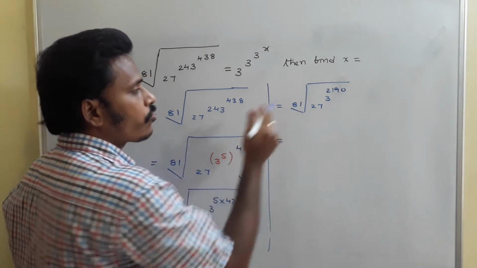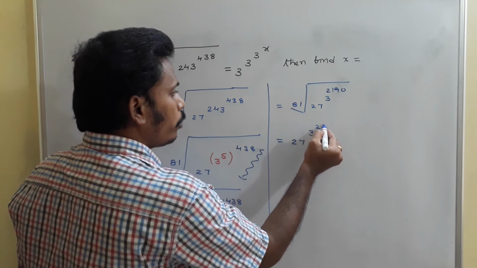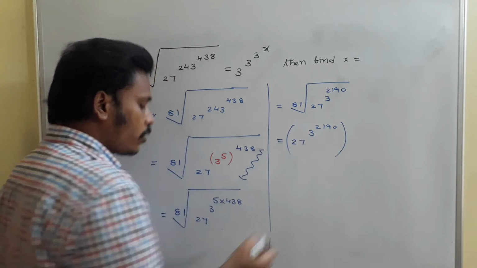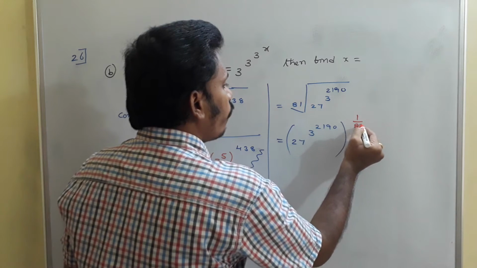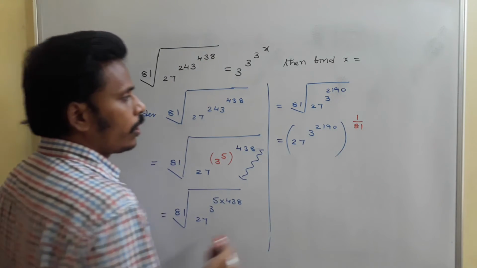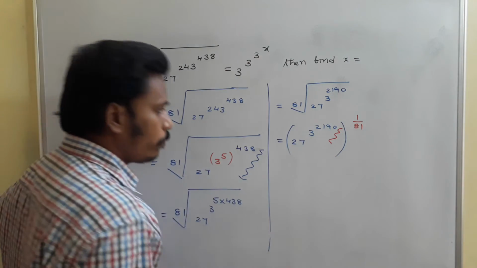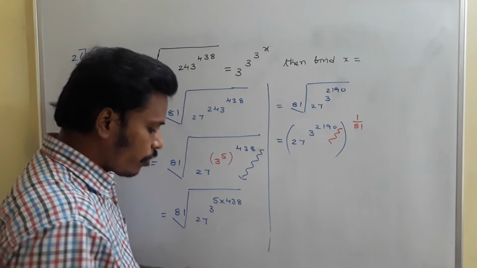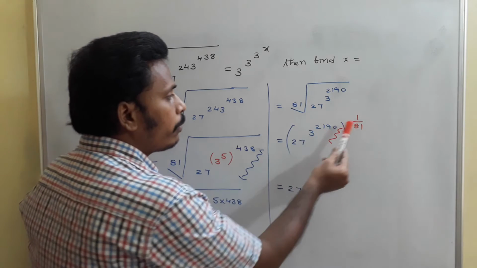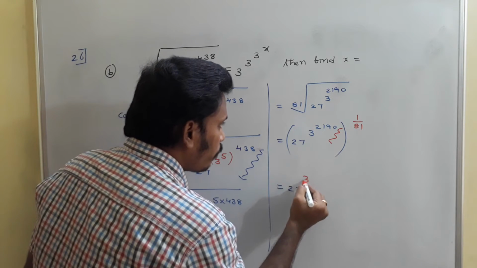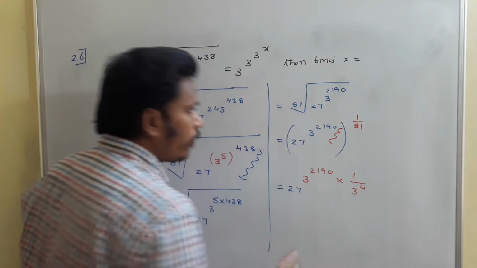And that is equal to, you just remove this 81st root now. So this is 27 to the power 3 to the power 2190, and this whole part to the power 1 by 81. Again you just observe, this is power, this is base, and this 1 by 81 is whole to the power. So we have a chance to rewrite it like this. This is equal to 27 to the power m into n. What is it? 3 power 2190 into 1 by 81 is 3 power 4.